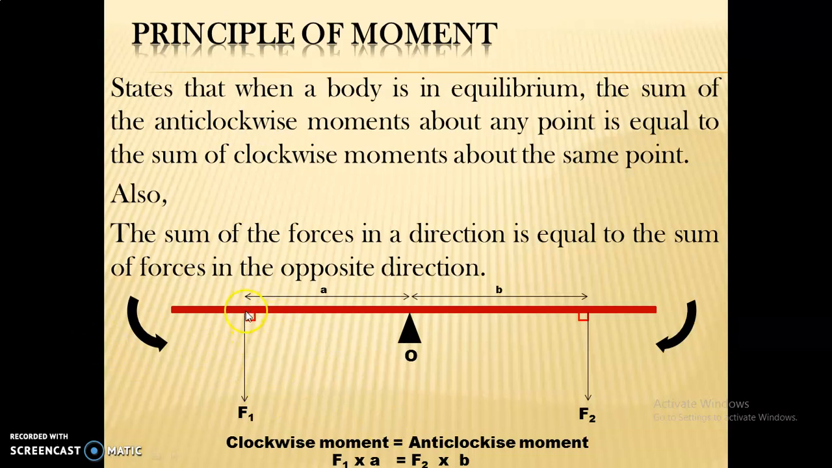Now the force is at the point where the mass is attached, while the distance is from that point to the center of gravity, or possibly where the knife edge is situated. We have labeled it A. Now the moment on this side would be F1 times A, while the moment on this side will be F2 times B. This sign here tells us that F1 is perpendicular to A, while this sign here also tells us that F2 is perpendicular to B.